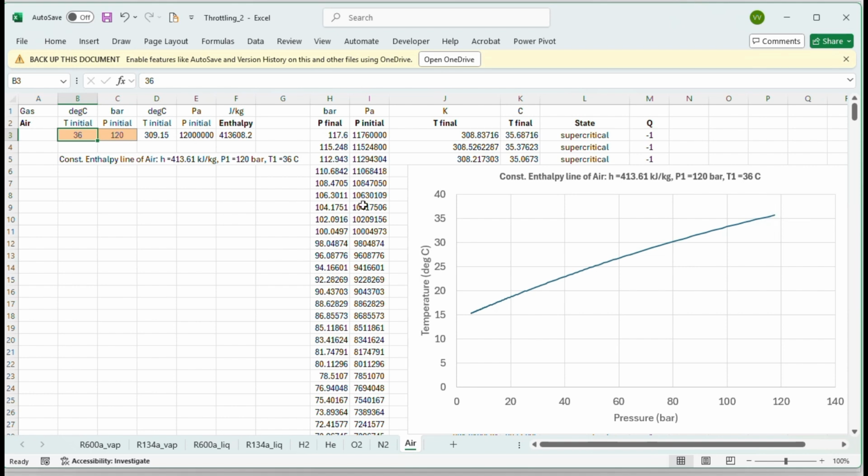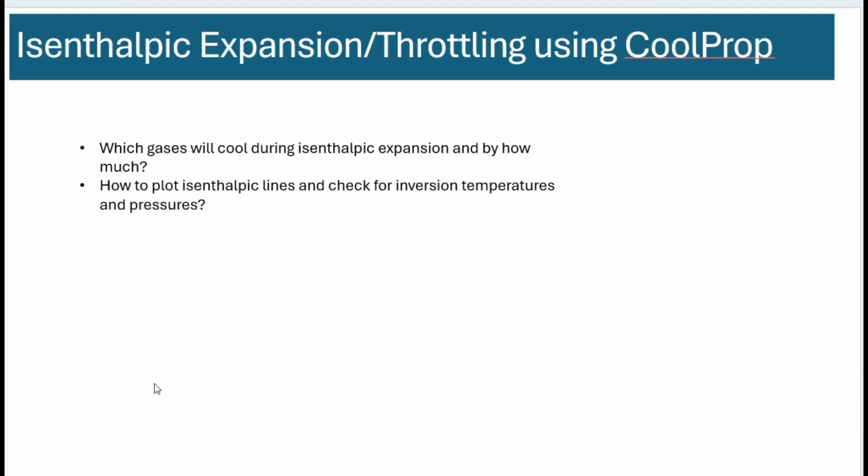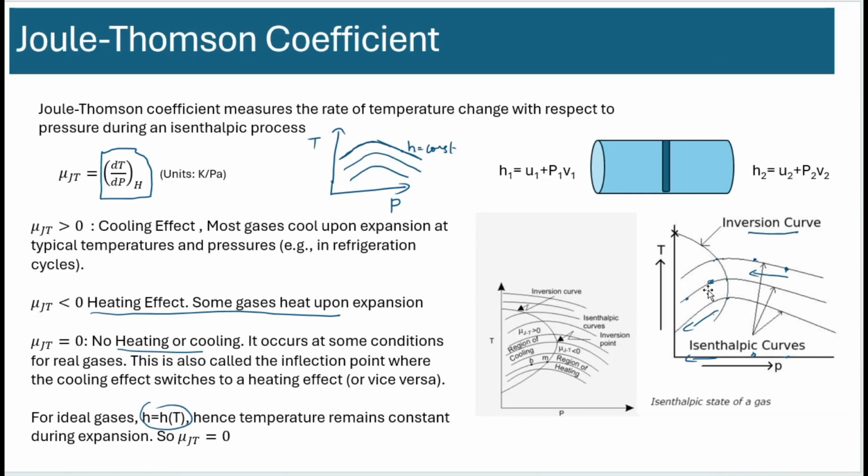Anyway, one thing to note here is there is no inversion even in this huge range of pressures for air. So for air, you're mostly in this region. Under most conditions for air, you will cool when you expand or when you drop in pressure. When you drop in pressure using a throttling device, you will see the drop in temperature.